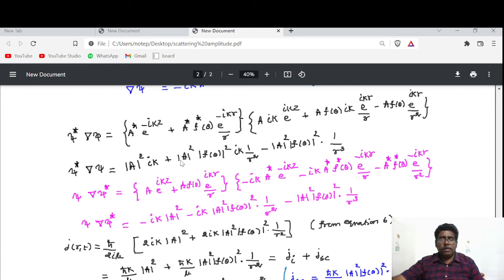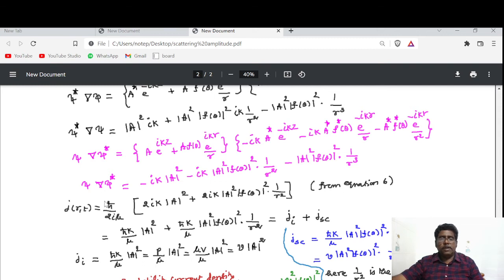Now come to the second term. Absolute square of a f theta square minus of this term, so minus and minus plus, so 2 times ik absolute square of a absolute square of f theta into 1 by r square. Now consider this term minus of absolute square of a absolute square of f theta square 1 by r cube minus of this term, minus and minus plus. So these two terms are cancelled out. Therefore we can get j of r comma t as h cross divided by 2i mu into 2 ik absolute square of a plus 2 ik absolute square of a absolute square of f theta into 1 by r square.